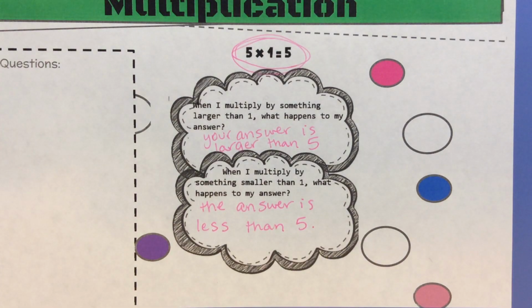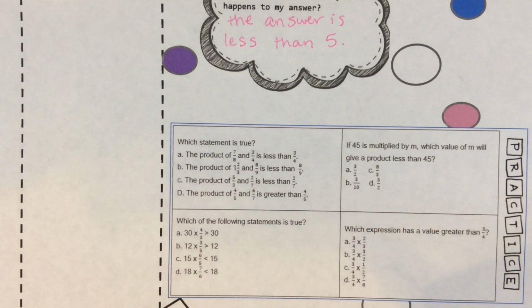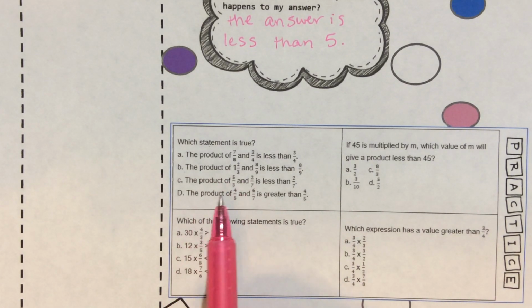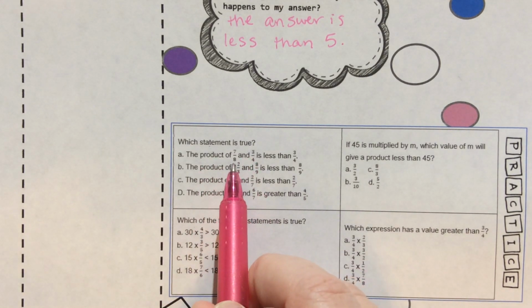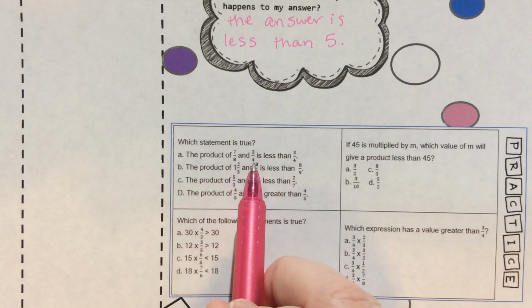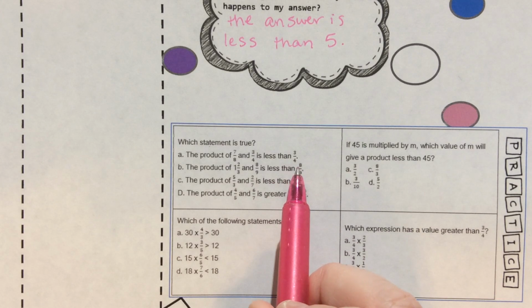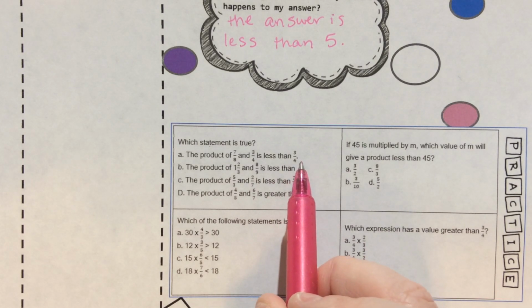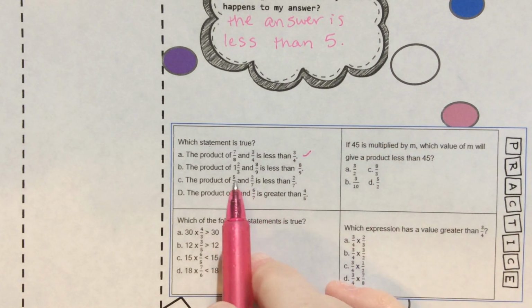Okay, now what does that look like in problems? Okay, to truly test this standard alone, it looks like these, okay? So which statement is true? The product of 7/8 and 3/4 is less than 3/4. Well, that's less than 1 whole, less than 1 whole. The rule is your answer is less than both of them. Is that true? Yes, because 3/4 is the smallest. That looks true. Let's check them though.